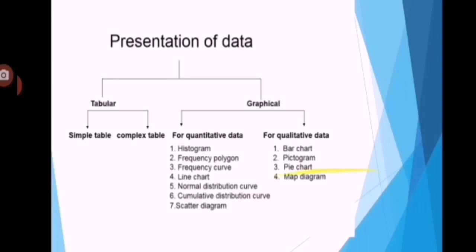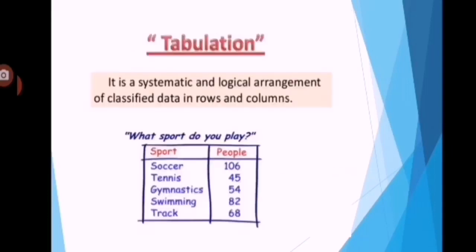Next we come to tabulation. The slide on tabulation. It is the systematic and logical arrangement of classified data in rows and columns. This is tabulation. Let us look at a simple table. In this table, the collected data is presented in tabular form, with the sports name in one column and the number of persons in another column.